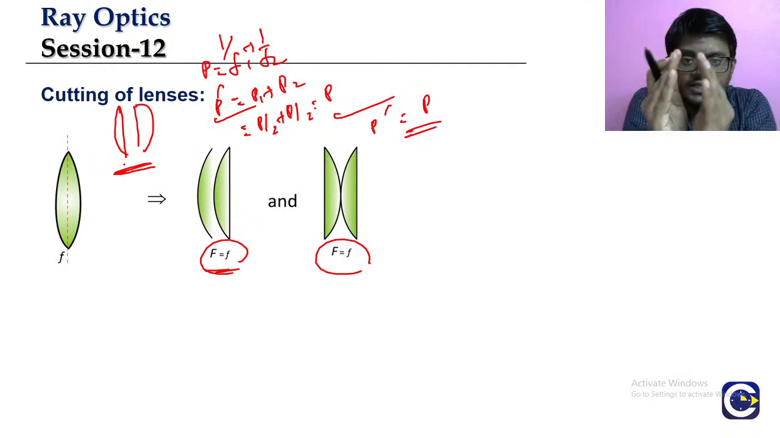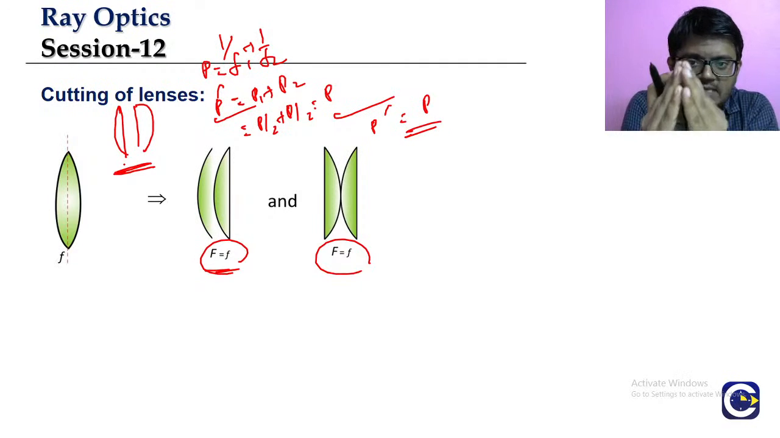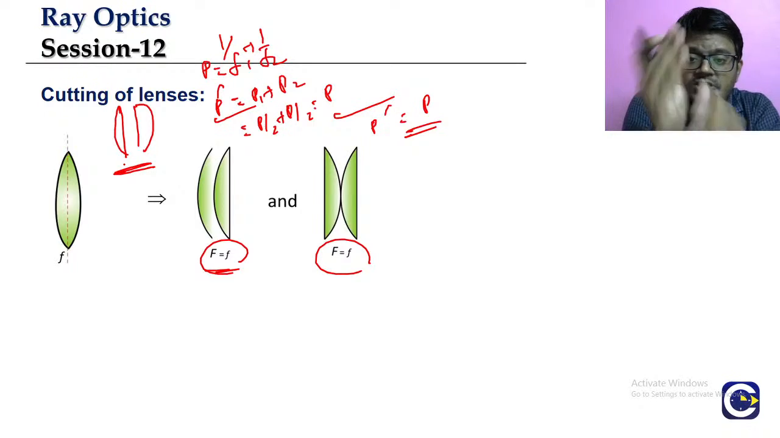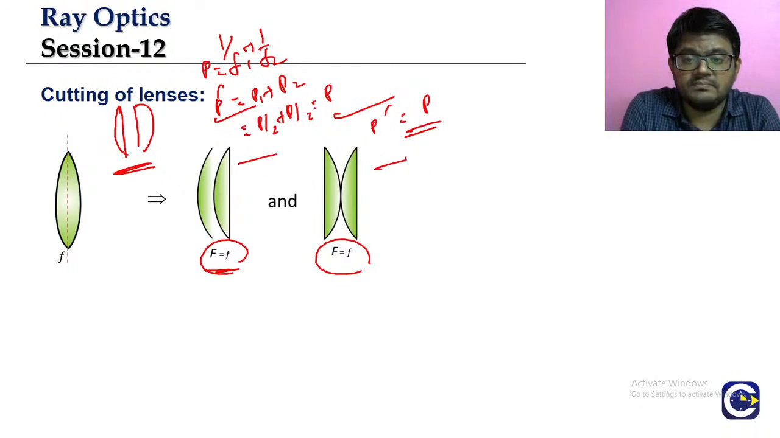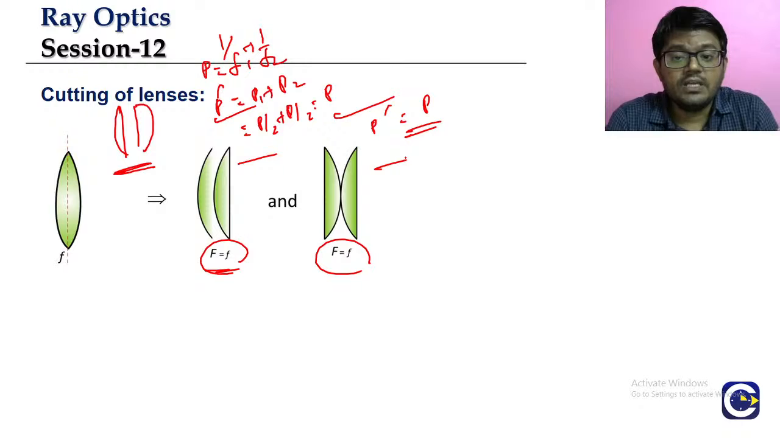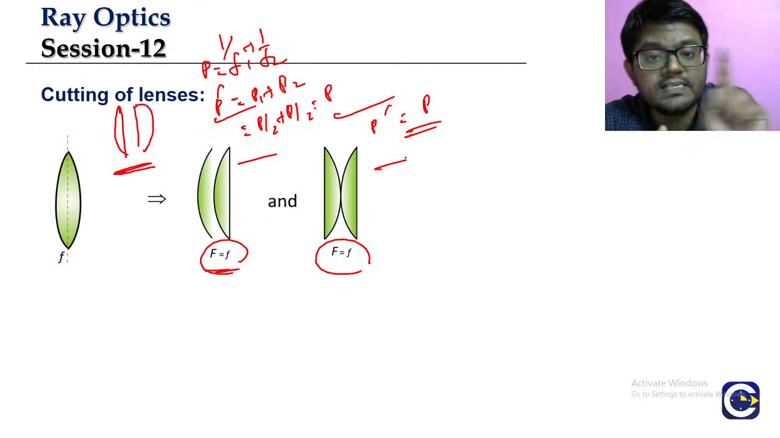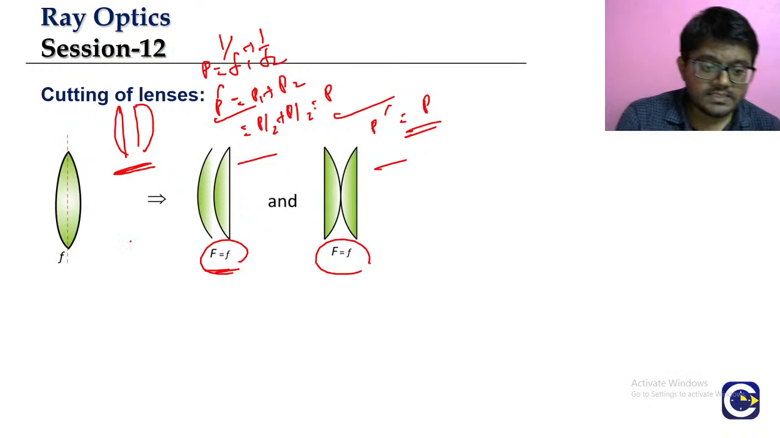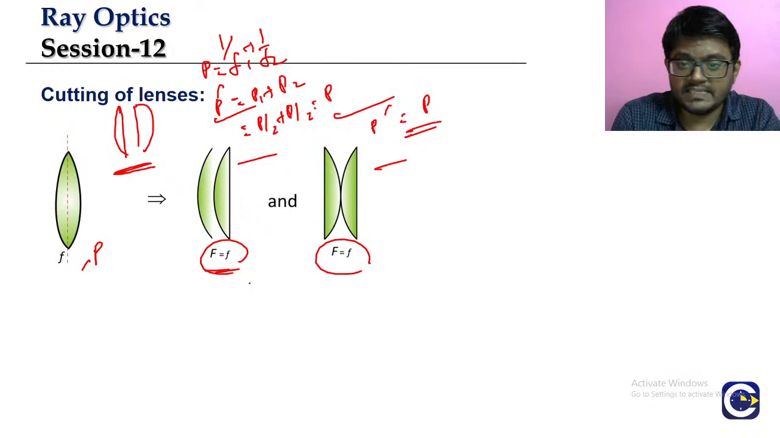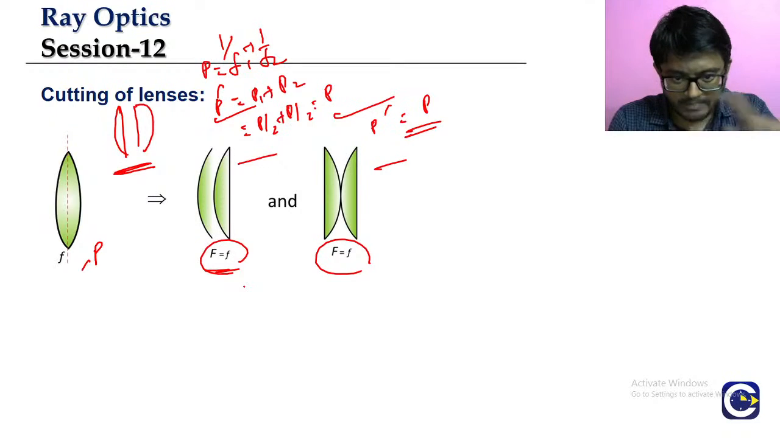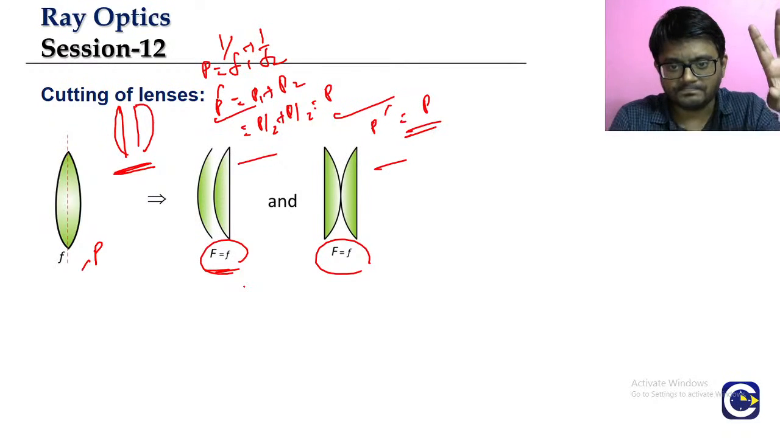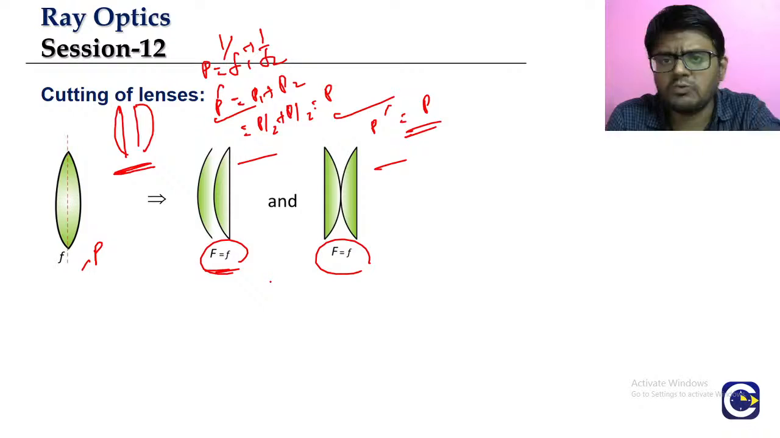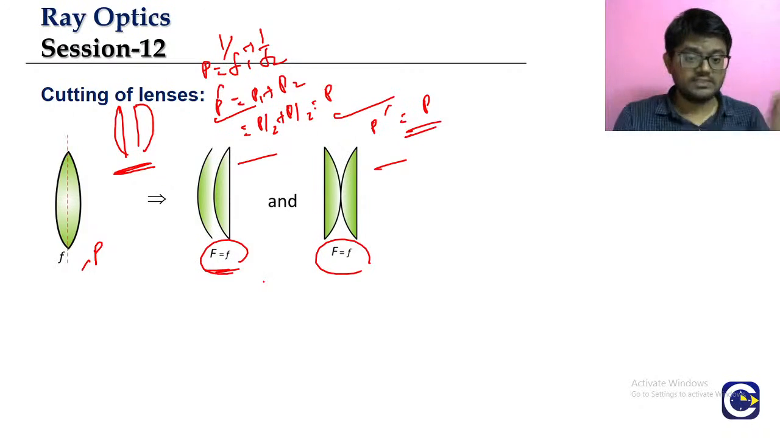Once you cut it, you can still see them like they are together. They are cut, but they are still together. Or you can change the orientation like this and arrange them. In whatever way we arrange, the total effect is going to be still the same. So the power of the combination will be the same. If the power of the original lens is P, the power of the combination will be P only. Effective focal length will be equal to the focal length of the original lens.